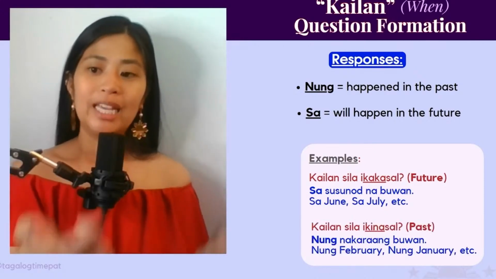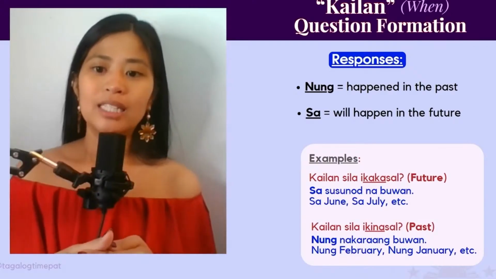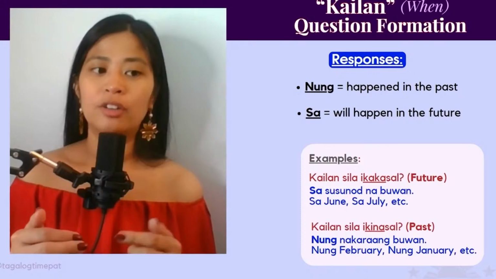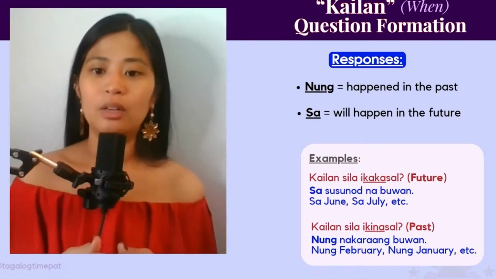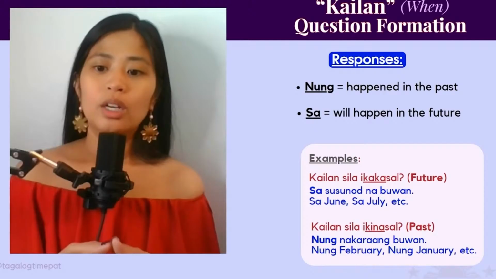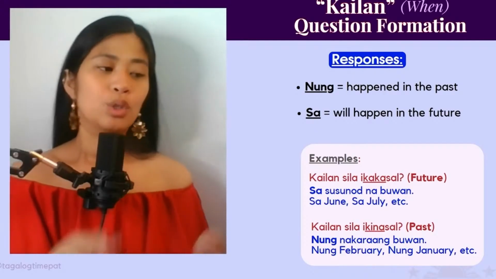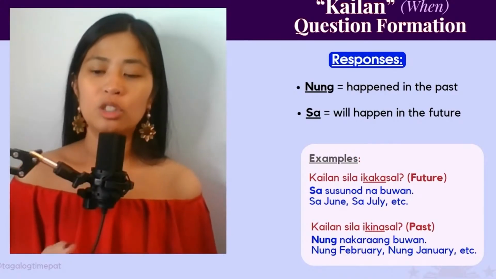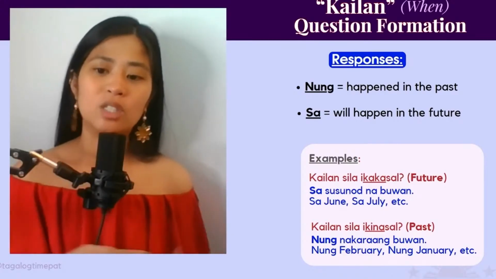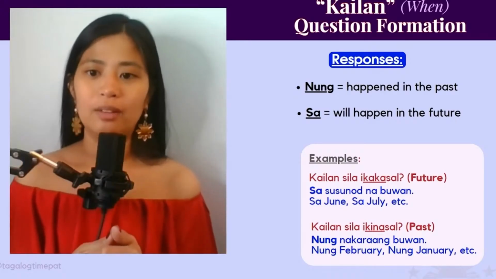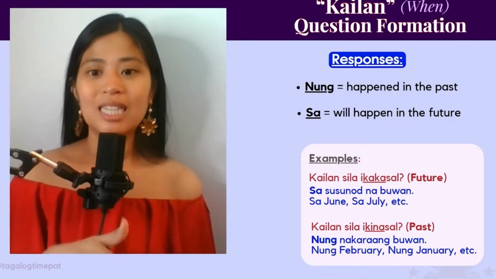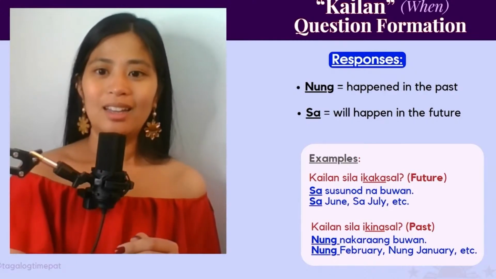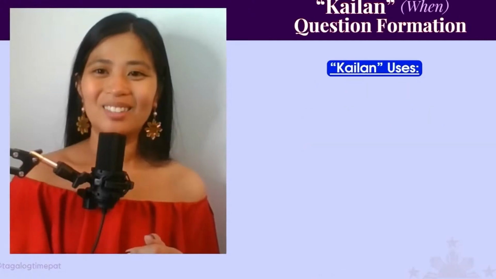However, nung is talking about the past. So kailan sila ikinasal? So that's the past tense conjugation of to get married. They got married when? Nung nakaraan buwan. So last month. Or nung February, nung January. So last February, last January. So that's the difference there. Sa versus nung. Okay? And there's the emphasis there.